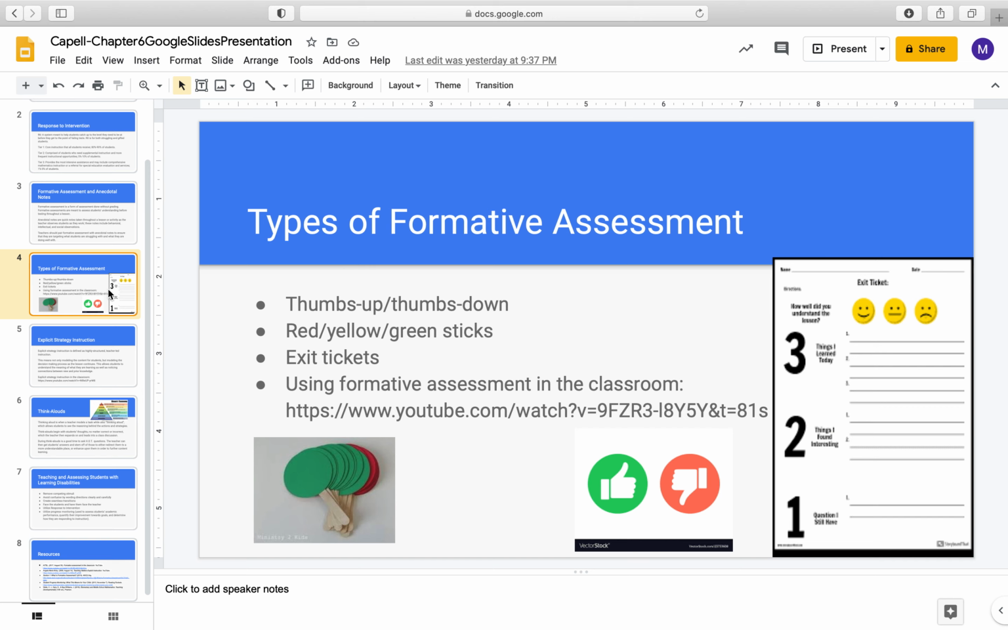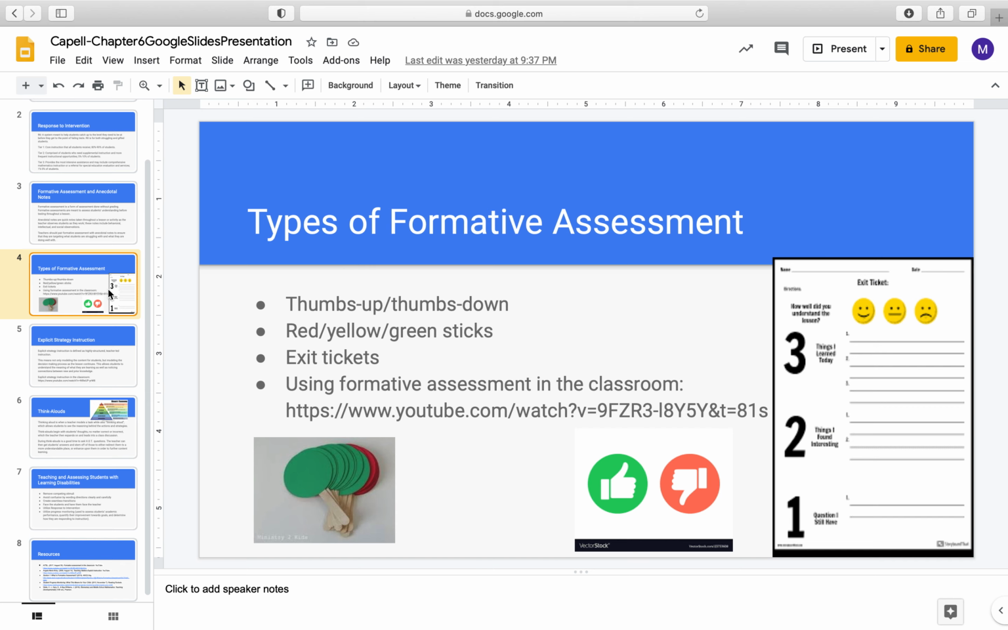The types of formative assessment I usually use are like thumbs up, thumbs down. That's really quick. You can even give them like little sticks, red, yellow, green sticks. Red means, whoa, stop, we need to go over it again. Yellow is, I'm kind of unsure. Maybe you should check on me during our activity. And then green is like, good to go. I also like using exit tickets.